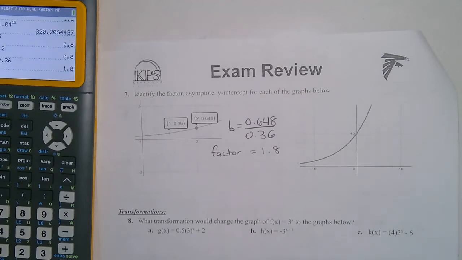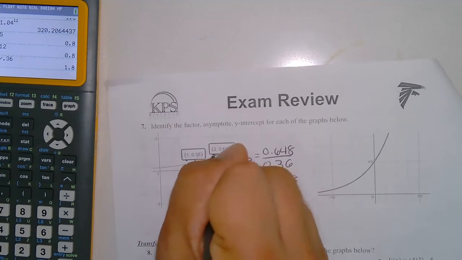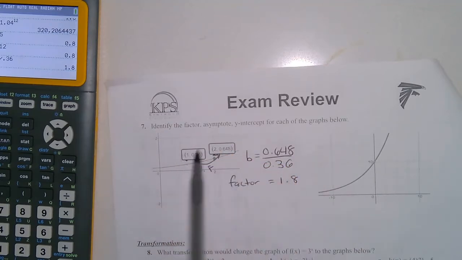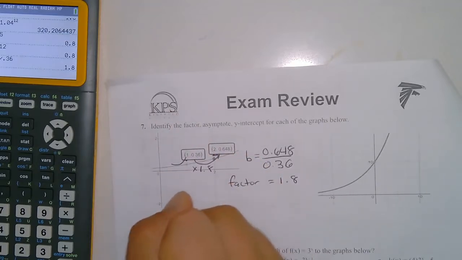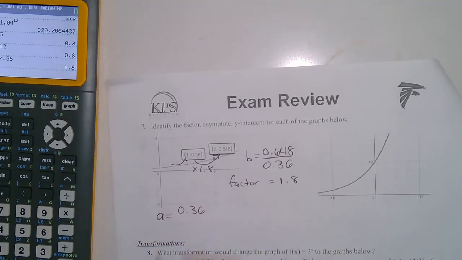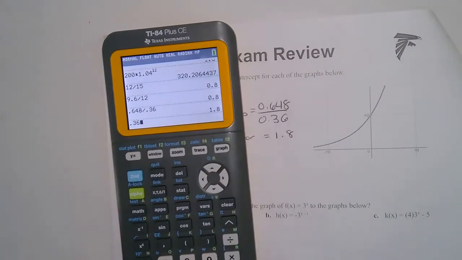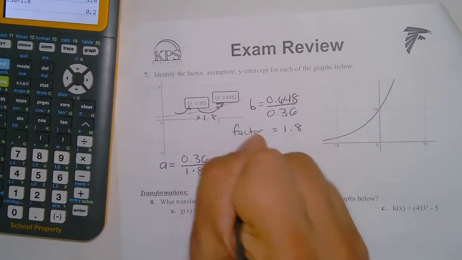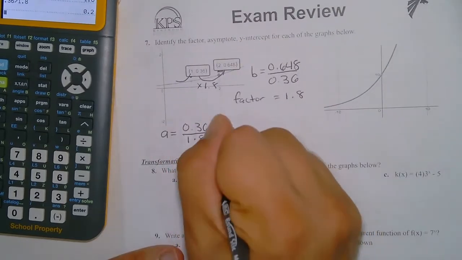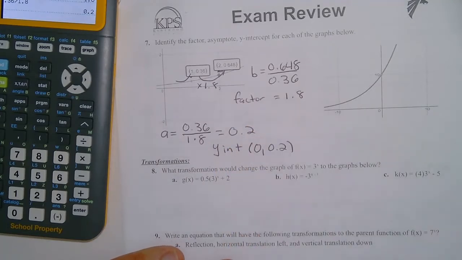And then here, we need to find the y-intercept. So if you look here, if I multiply by 1.8 to move that way, we can move backwards from 0 and take a is going to equal 0.36, and we can divide that by 1.8. And that will give us our initial value of 0.2. So that means our y-intercept is 0 for x and 0.2 for y.